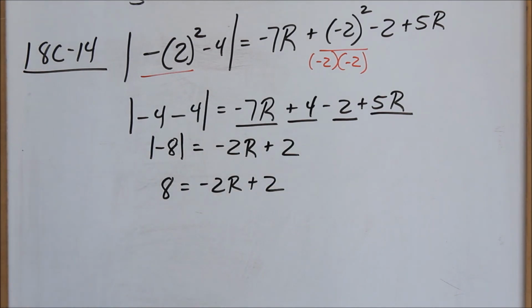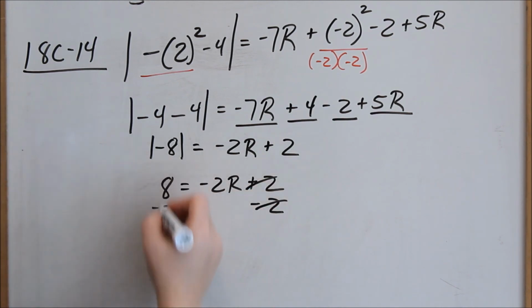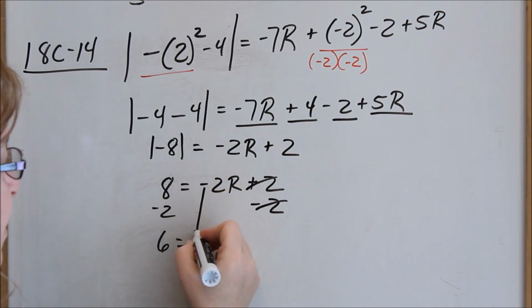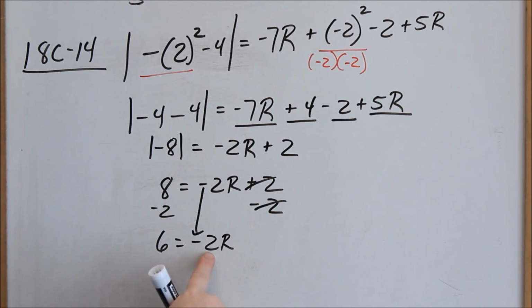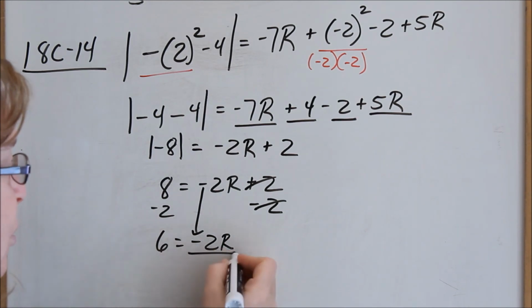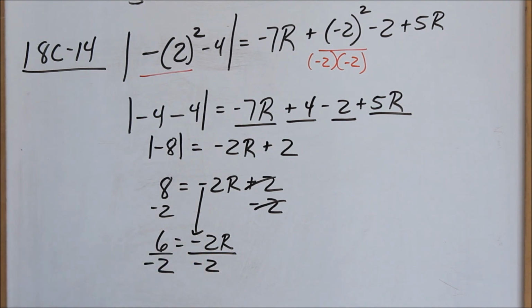Now I need to get letters on one side and numbers on the other side. It doesn't matter what side your letter's on, so I'm going to leave that there, and I'm going to move my 2, which means I need to subtract 2. I have to do the opposite of what's there. So those go away. 8 minus 2, 6. Equals negative 2r. Do not lose that negative sign. Now I need to solve for r, which means I need to get rid of the negative 2. How do I do that? That means negative 2 times r, so I have to do the opposite of multiplication, which is division. So I divide by negative 2, which means I have to divide this side by negative 2 as well.